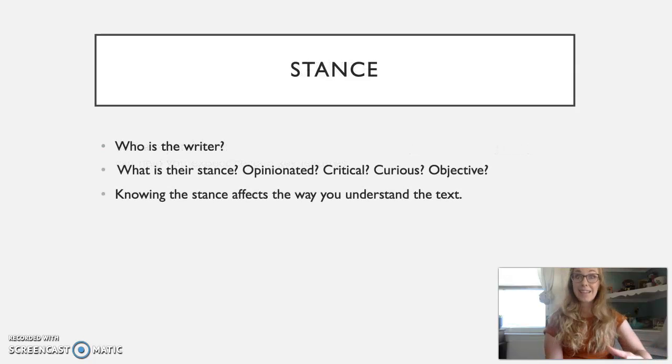All right, and the stance. Who is the writer? What do you know about them? What is their stance? Are they opinionated? Are they critical, curious? Are they objective? Are they biased? Knowing the stance affects the way you understand the text.